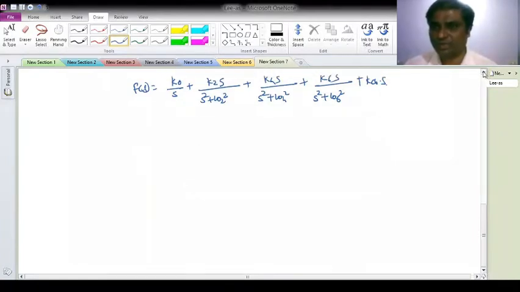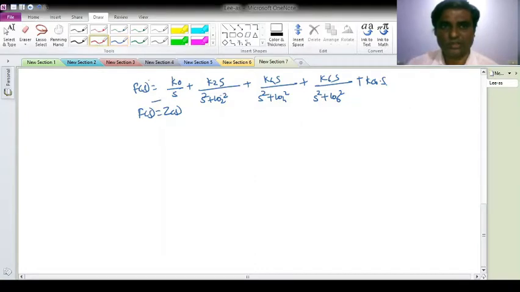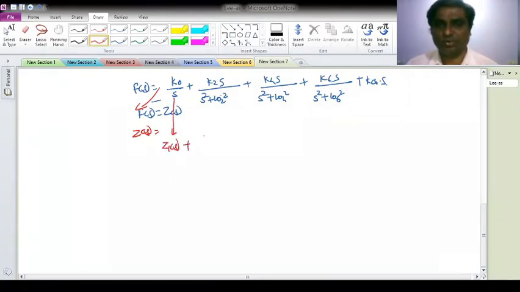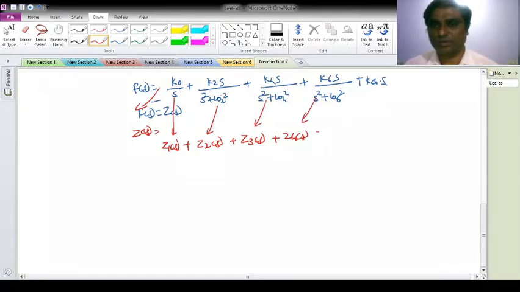Now let me realize it. One of the ways to realize it is this. If F of S is my impedance Z of S, suppose now this is my Z of S. Then Z of S will be K0 by S, which is Z1 of S, plus K2S upon S square plus omega 2 square will be Z2 of S. Next will be Z3 of S, this will be Z4 of S, and last will be Z5 of S. So all these impedances we have broken up from the total LC driving point impedance Z of S, and now I will have to realize them.